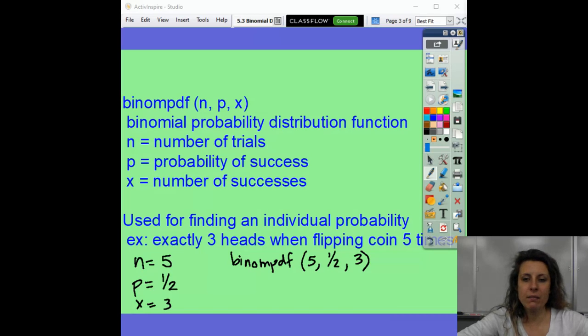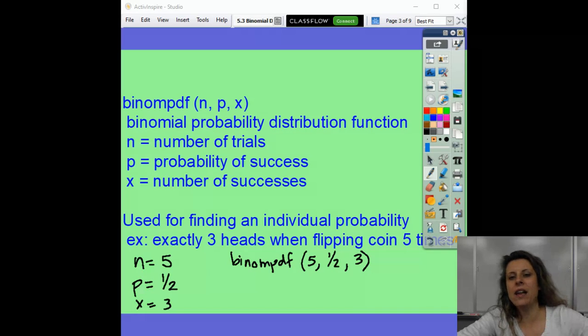If you don't have that menu, then you want to type it in exactly as I have it written on the screen. Binome Pdf, in parentheses, 5, comma, which is right above 7, 1/2, comma, 3. Since I have this little menu, it's asking me, what are the number of trials? 5. What's the probability of success? 1/2 or 0.5. And what's the number of successes? 3. When I hit enter, it puts it on the screen exactly how, if you don't get that menu, you'd have to type it in.